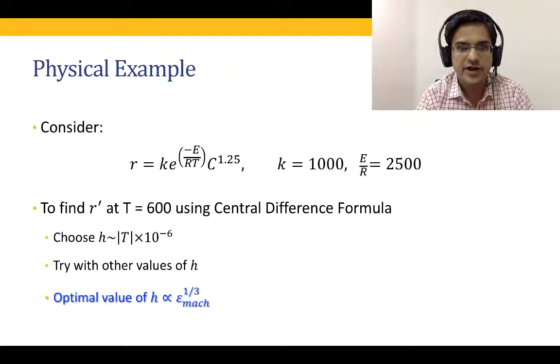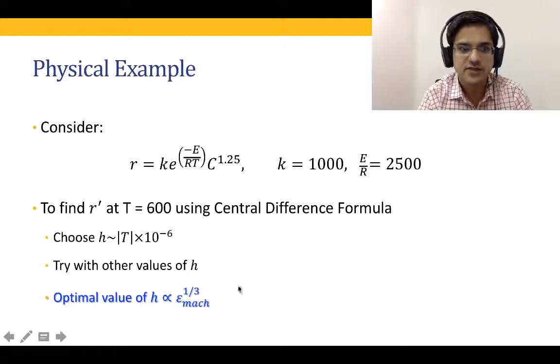So that completes our exercise of finding dR by dT at T equal to 600 kelvins using the central difference formula, where R is the rate of chemical reaction of the Arrhenius form. What you can try to do is see the effect of other values of H, how increasing or decreasing the value of H changes the errors in dR by dT.